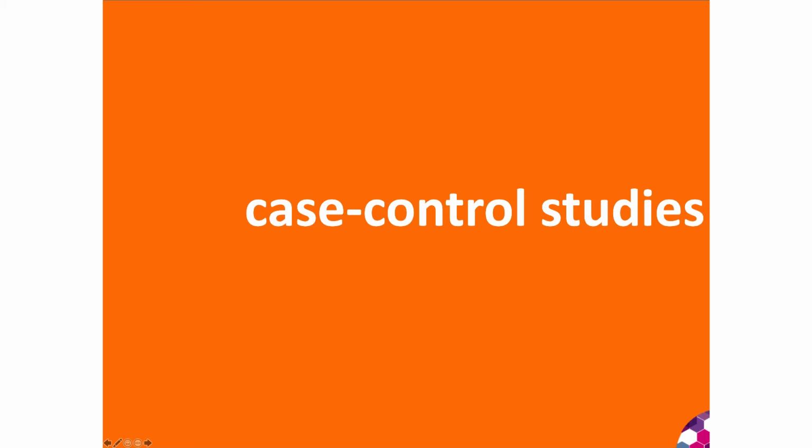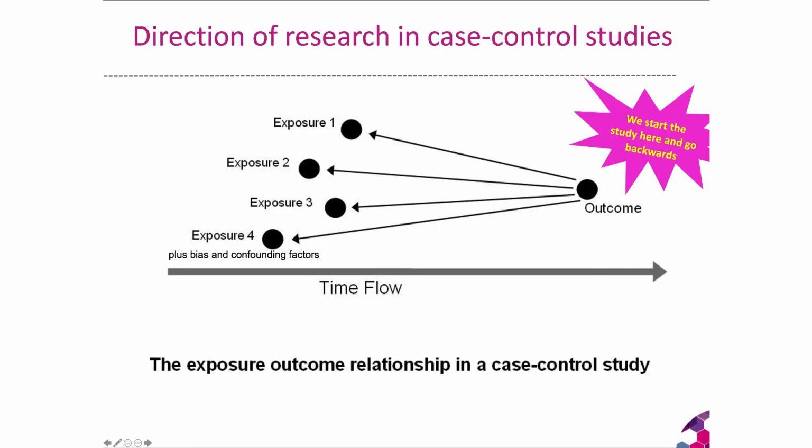Let's now move on to case control studies. Unlike cohort studies, the direction of research in case control studies is from the outcome back to the exposures. So we start the study here on the right hand side with outcomes and then move backwards in time to look at what exposures might have caused that outcome. We start with the outcome and then think about what kinds of exposures may have caused the health outcome.